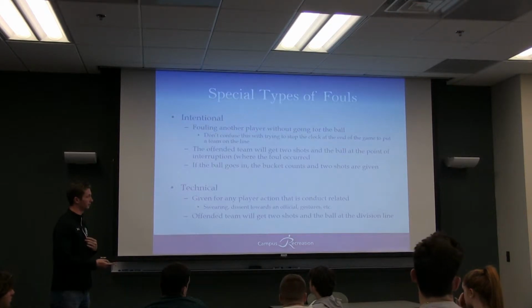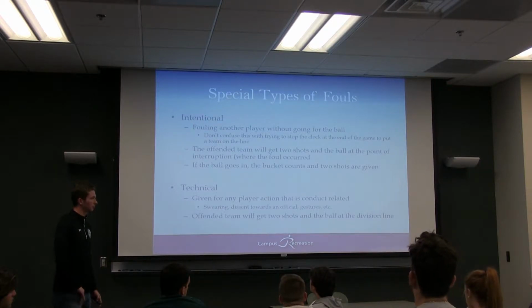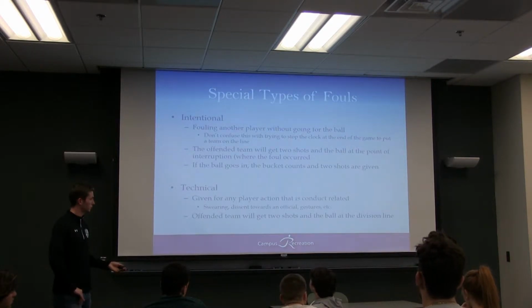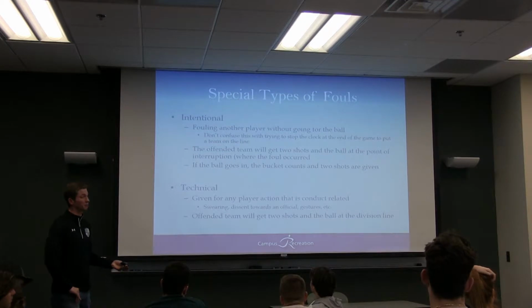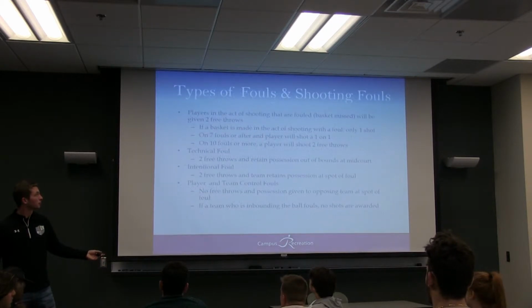And then, yeah, technical foul, the administration's the same for us. So technical foul, 2 shots, and give the ball to the offended team. But the technical is more conduct related, so anything towards an official, taunting, dunking we mentioned, that's a technical foul. The difference is, though, with the technical foul, you're going to put the ball at half court instead of where the play was stopped.